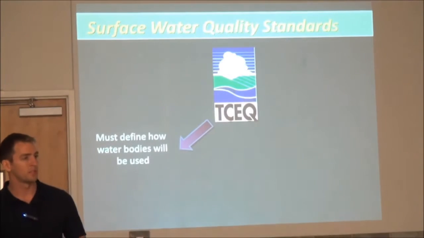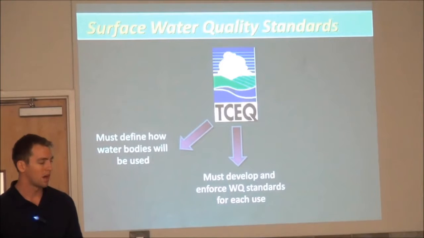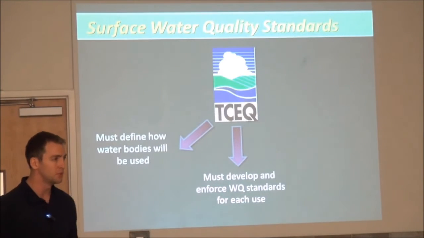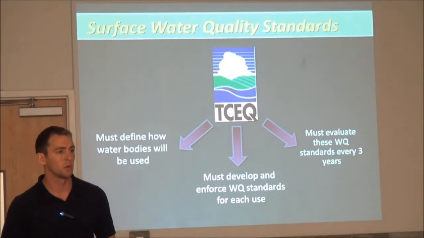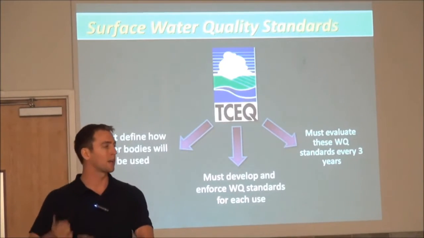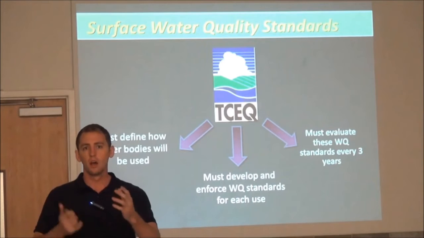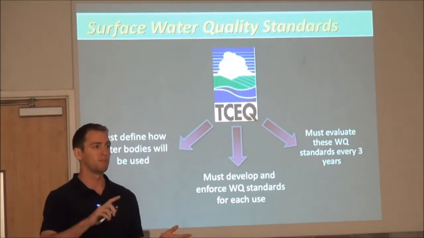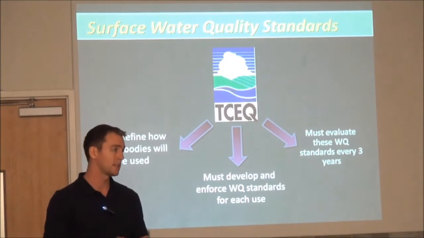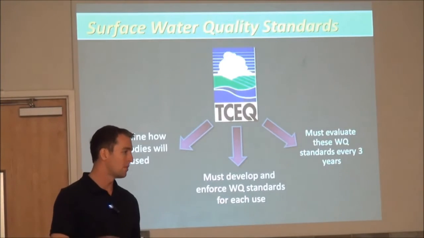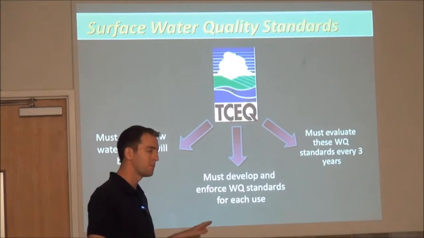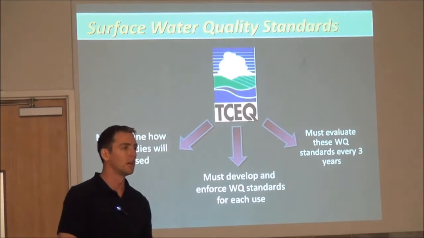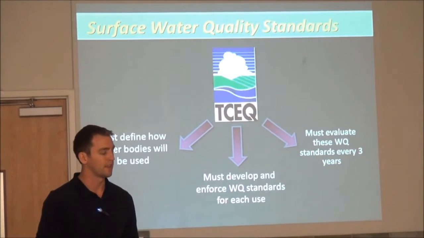So TCEQ, as I mentioned, defines how these water bodies are used. They assign those designated uses. Develops water quality standards for each use. And they reevaluate the water quality standards every 3 years. So there is a mechanism in there for going back and looking at the standards and saying, are they still appropriate? Has there been new science developed, maybe new testing techniques? Do we need to revise some, lower them, raise them? It's just a mechanism to go back in there and make sure that we've got it right and we don't need to change anything.